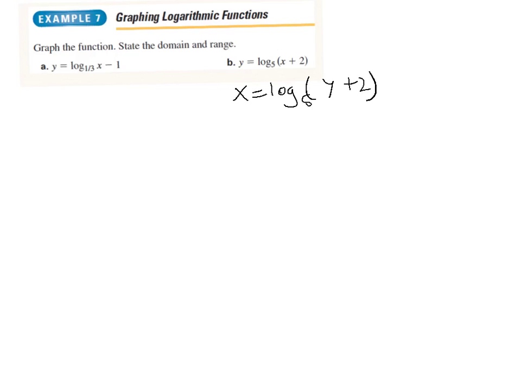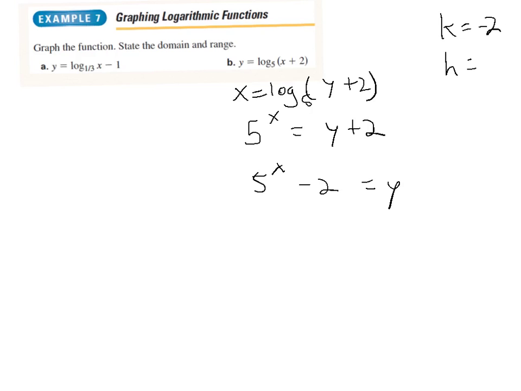If I turn this now into exponential form, I say 5 to the x equals y plus 2. So then I have 5 to the x minus 2 equals y. So now what I'm going to have is a vertical shift down, because k equals negative 2, but h equals 0. So there's no horizontal shift. Okay? Alright, so we're going to graph our exponential. This is what we call our f inverse. So this is our inverse of our original f of x up here. And we're going to graph him first, then mirror him to get back to our original function.